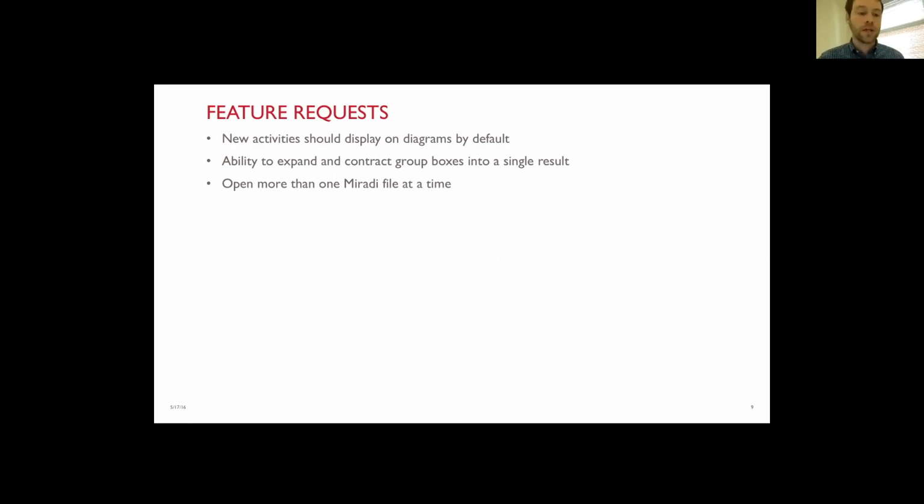One interesting idea that Sean Peabody came up with was the ability to expand and contract group boxes into a single result. So you have a group box with maybe 4 or 5 results within it. It would be nice if that could contract into a single result and display a simplified version of your results chain, maybe for different audiences. The final feature request is the ability to open more than one Miradi file at a time. Probably heard that one before, but that'd be very useful.